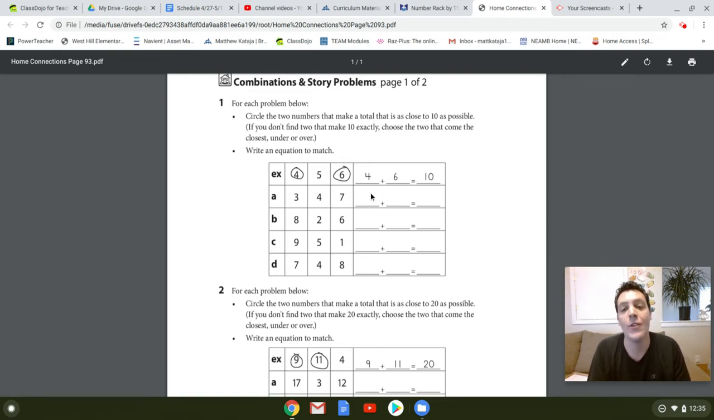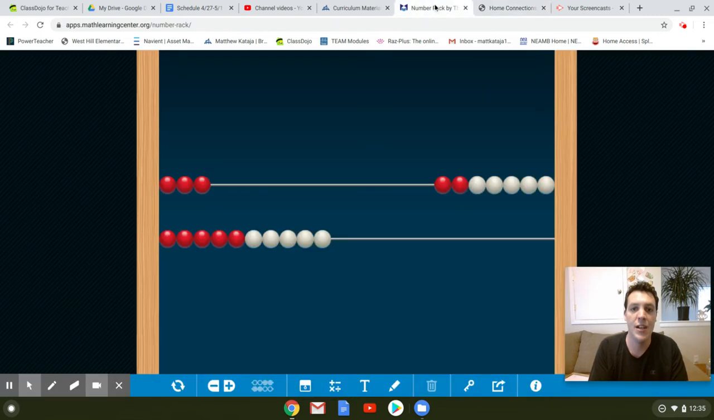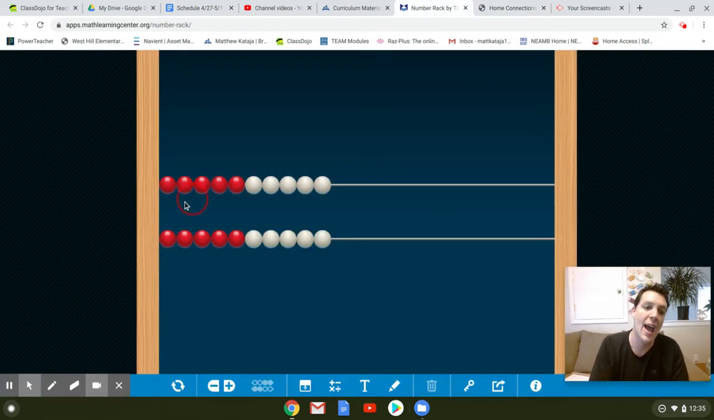And then you would just write your equation. So 10 should be in every one of these lines unless it doesn't equal 10. There's only one that you can't find two numbers that equal 10. In that case, you do the closest to 10. So I won't give away the answer, but you should be able to use your number rack to make a 10, just like I showed you. Start with the biggest number and then count how many left to make the 10.